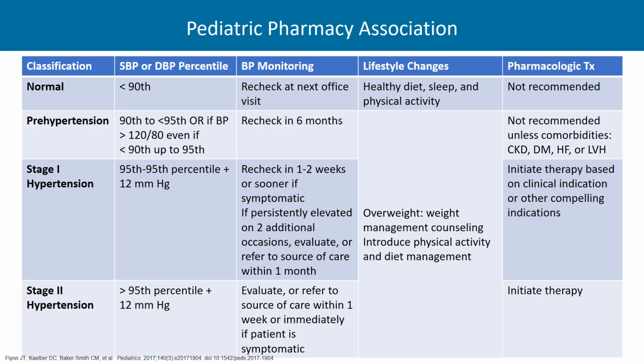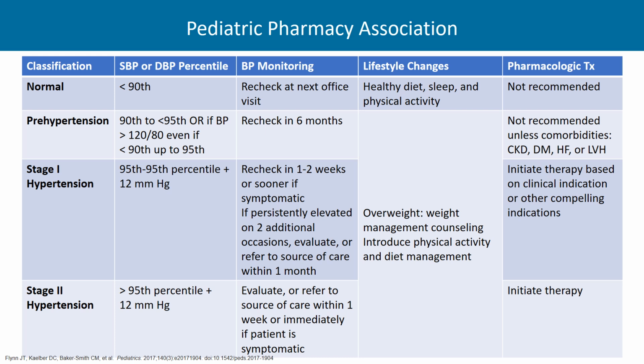Expanding upon the classification of hypertension previously discussed, one can see that for normal blood pressure, monitoring is done routinely at office visits, generally once a year. Of course, healthy lifestyle choices are encouraged and no pharmacologic therapy is recommended. For pre-hypertension, it is recommended to check in 6 months. If the patient is overweight, it is recommended to address the weight through diet and exercise.